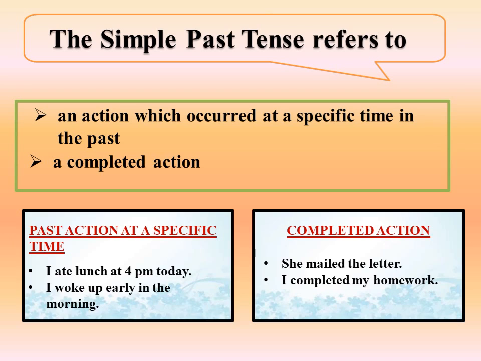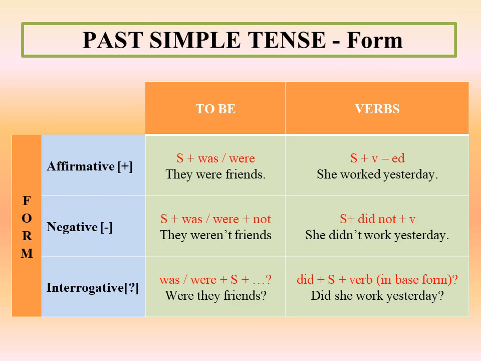Now, let's look at examples of the completed action. She mailed the letter. I completed my work. In these sentences, the action is completed, but they have not specified when the action is over, whereas in a past action at a specific time, the timing is specified. So, these are the basic classifications.